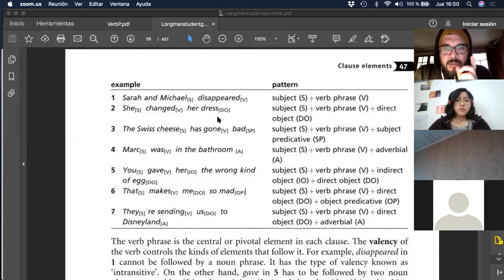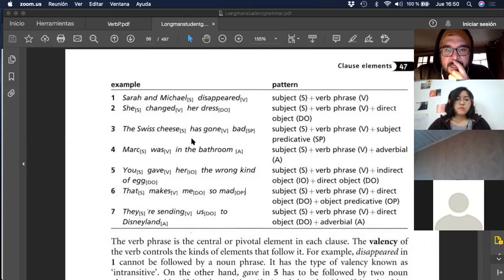She changed her dress. Subject, verb, direct object. Alguien me podría preguntar, profe, pero ¿por qué direct y no indirect object? Porque hay uno solo. Entonces la acción cae directamente sobre el único que hay. Por eso es obligatoriamente direct object. ¿Ya? O sea, cuando yo veo el patrón SVO, SO solito, es direct object, porque la acción le cae directo. La única forma que haya un indirect object es que hayan dos O, porque la acción cae sobre uno e indirectamente sobre otro. Es la única forma.